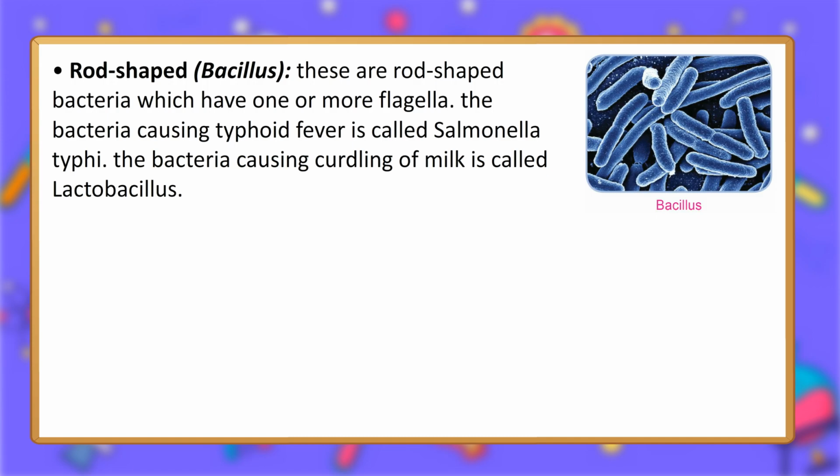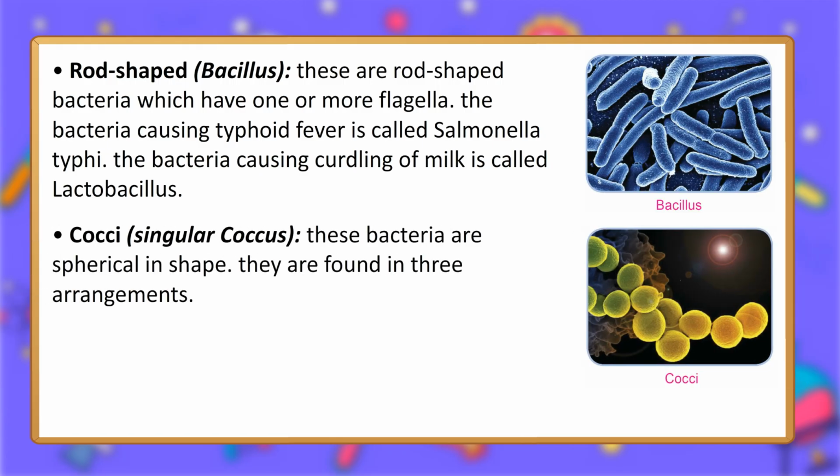Rod-shaped, bacillus. These are rod-shaped bacteria which have one or more flagella. The bacteria causing typhoid fever is called Salmonella typhi. The bacteria causing curdling of milk is called Lactobacillus.